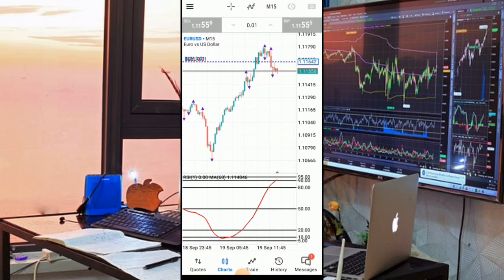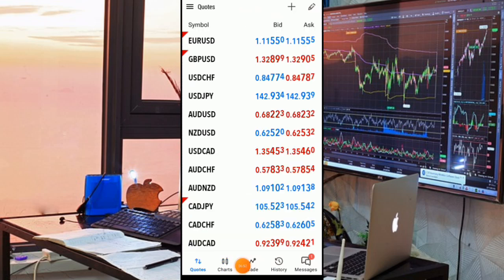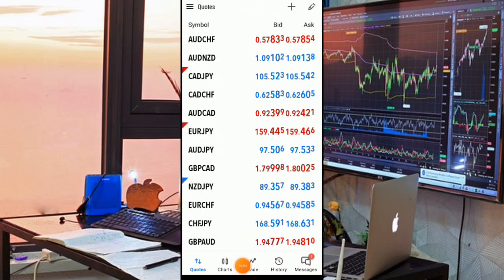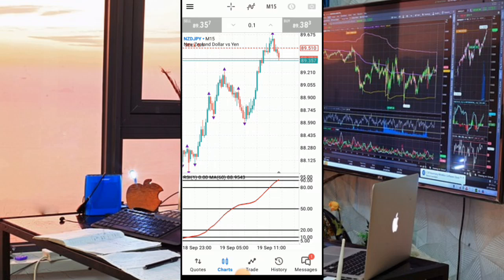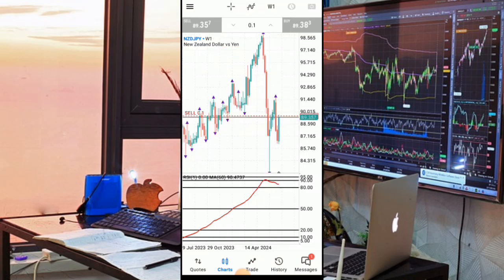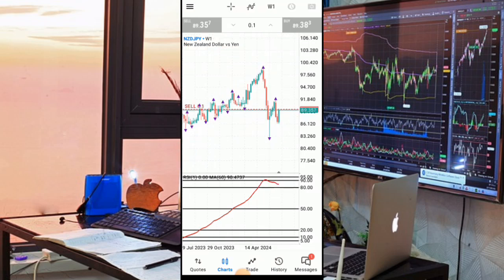Let me check if I can get another pair. So let's take this NZD JPY over here and see what is there. Let's go up again to the weekly time frame. This is the weekly time frame, and as you can see, our last fractal is at the top, meaning we're going to be looking for sell entries on our 15-minute time frame.